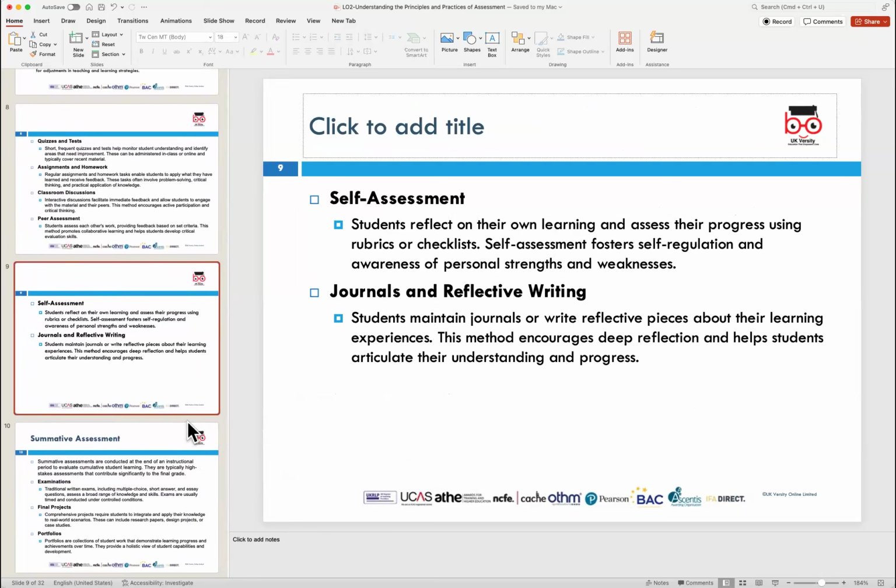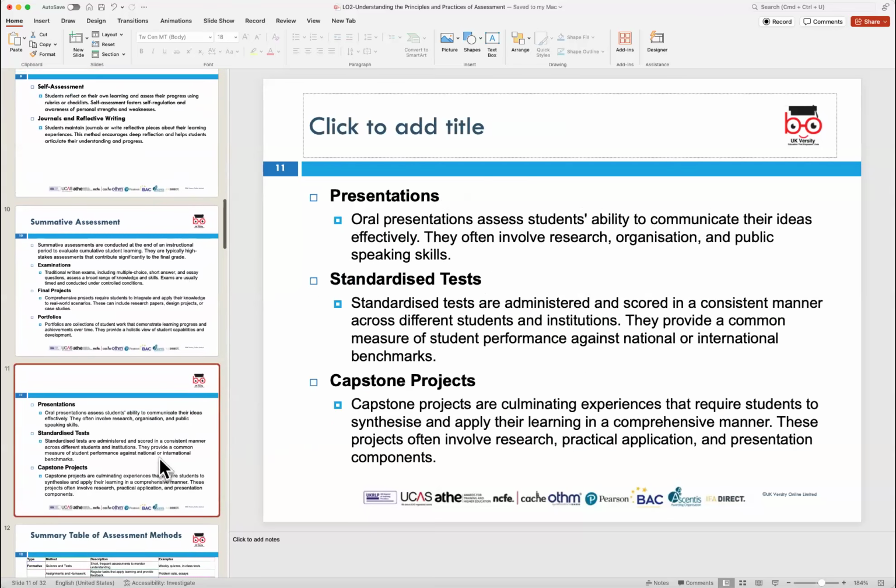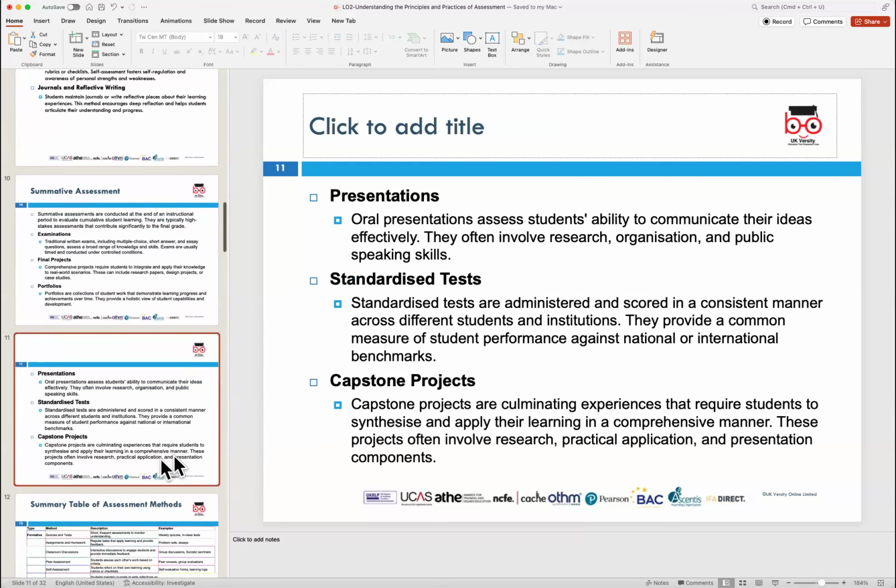When we talk about different types of summative assessments, they tend to be examinations, final projects, portfolios, presentations, and standardized tests or capstone projects. Capstone projects are projects which involve experiences that students would need to go through. They would then synthesize that information and apply their experience in a comprehensive manner to further their studies. These projects obviously involve research, practical application, and presentation components.